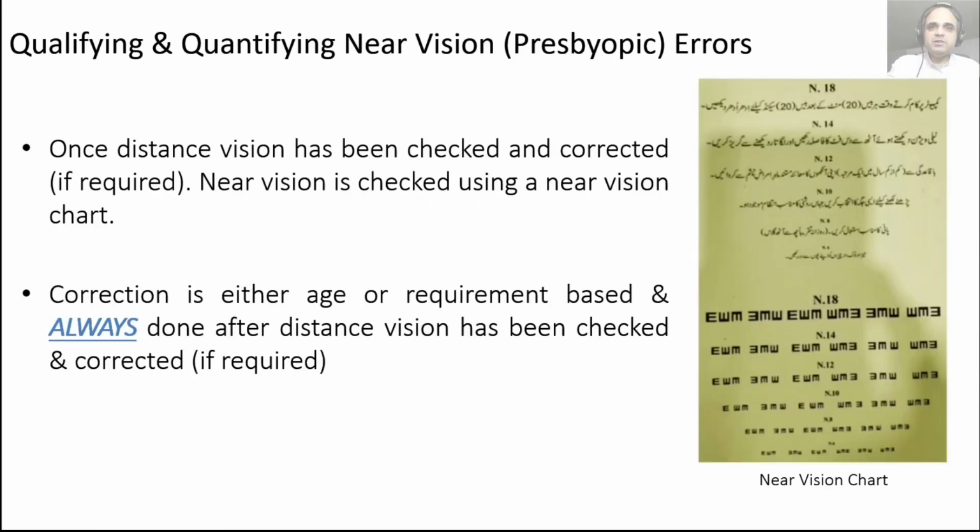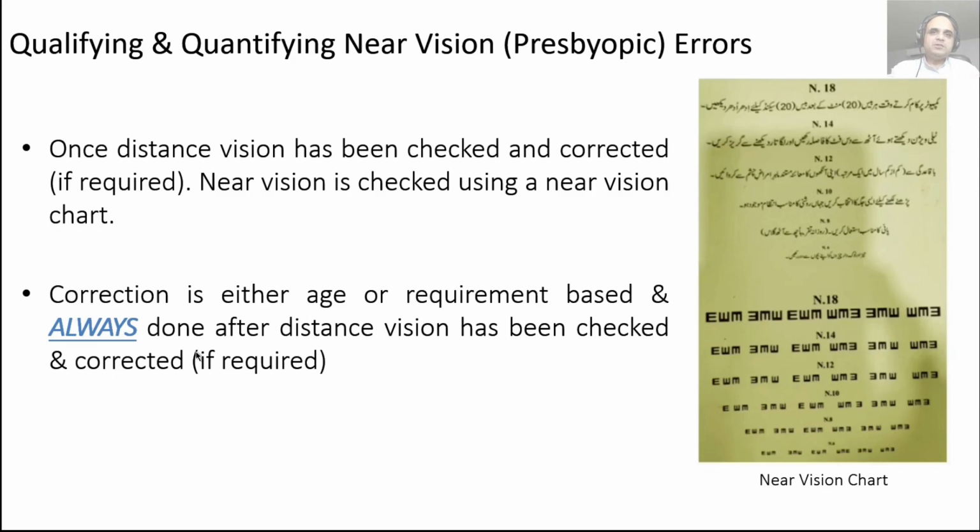Let's talk about near vision. Near vision is very simple. Qualifying near vision is ensuring that what you're looking at is a true presbyopia and not a latent hypermetropia, which is by the age and presenting complaint. If you suspect latent hypermetropia, do a cycloplegic refraction using cyclopentolate, as we just discussed.